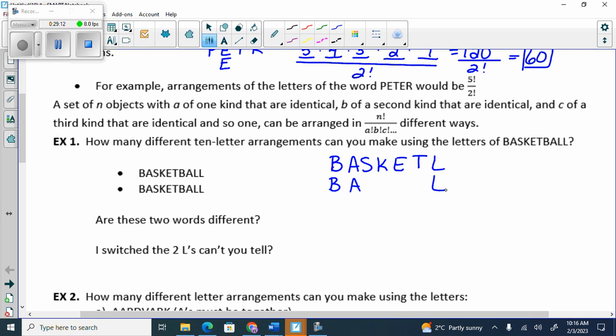Okay? So if I just want to say how many different ways can I arrange basketball, what would go on the top? 10 factorial. Because we would technically have 10, then 9, then 8, then 7, then 6, then 5, then 4, then 3, then 2, then 1 blast off. Correct? Because I treat the top like all the letters are different, even though I know there are 2 B's, 2 A's, 2 L's. Okay? On the bottom, I'm going to go 2 factorial for the B's, 2 factorial for the A's, 2 factorial for the L's.